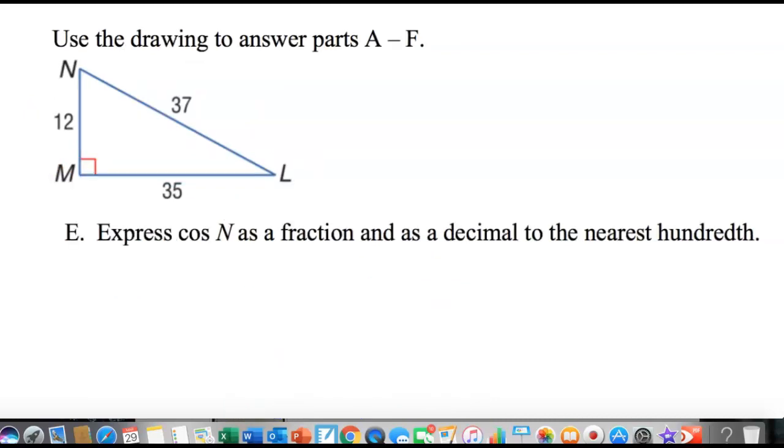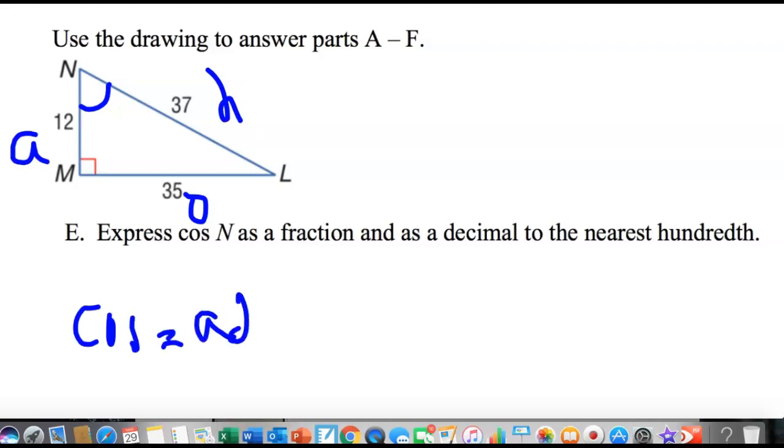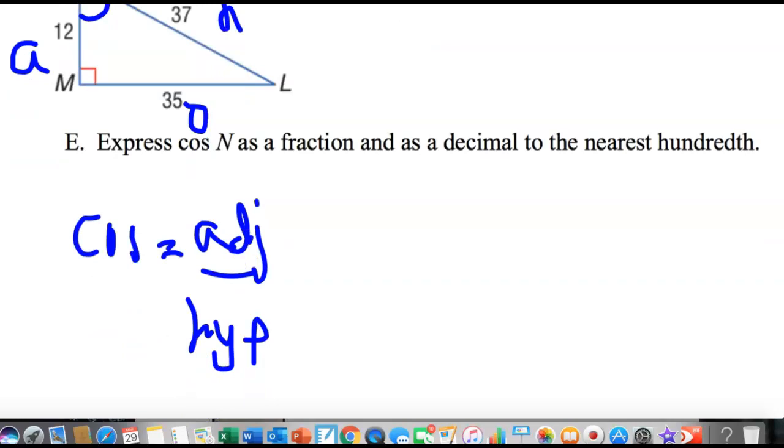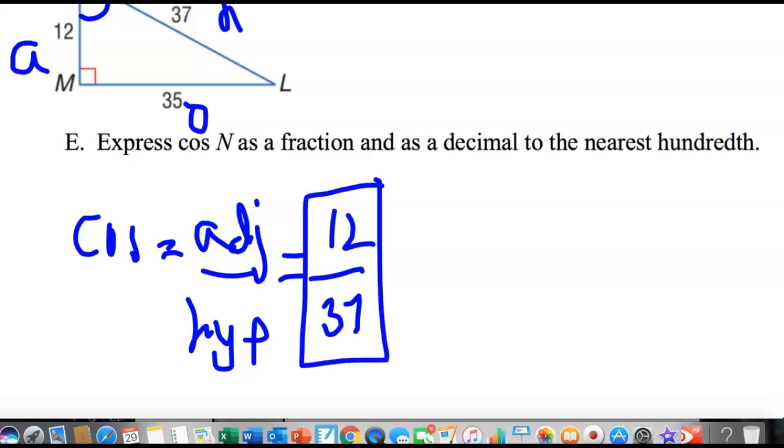Okay, we are on E. So again, we're talking in terms of angle N. So here would be my opposite. Here's my hypotenuse. Here's my adjacent. Cosine again is equal to adjacent over hypotenuse. Just give me a second. So in this case, my adjacent side is 12. My hypotenuse is 37, and I'm just going to leave it like that.